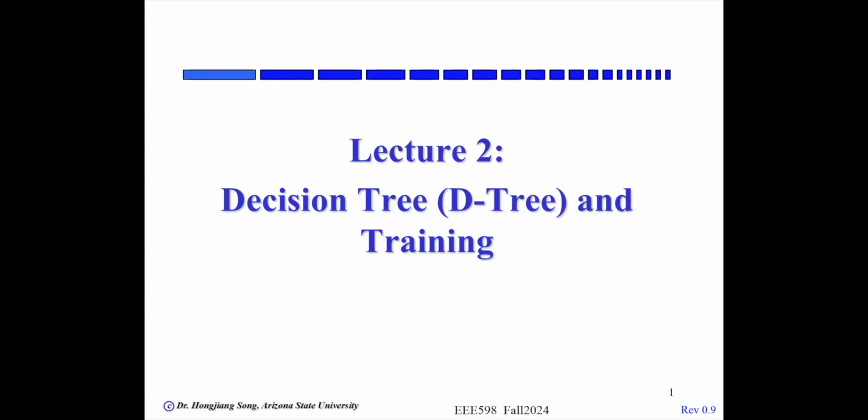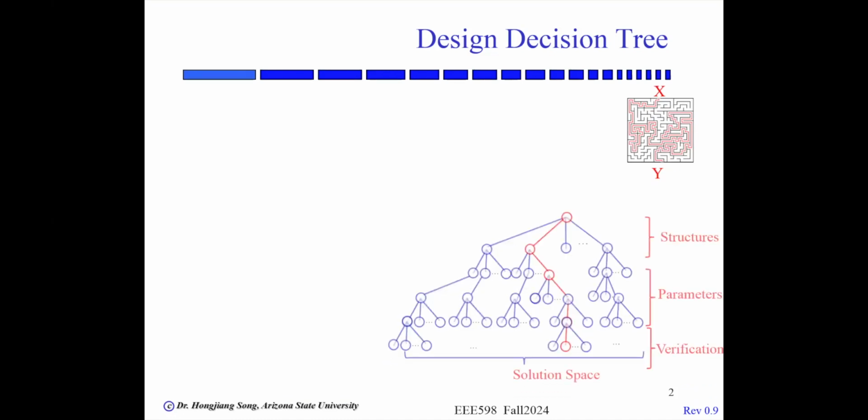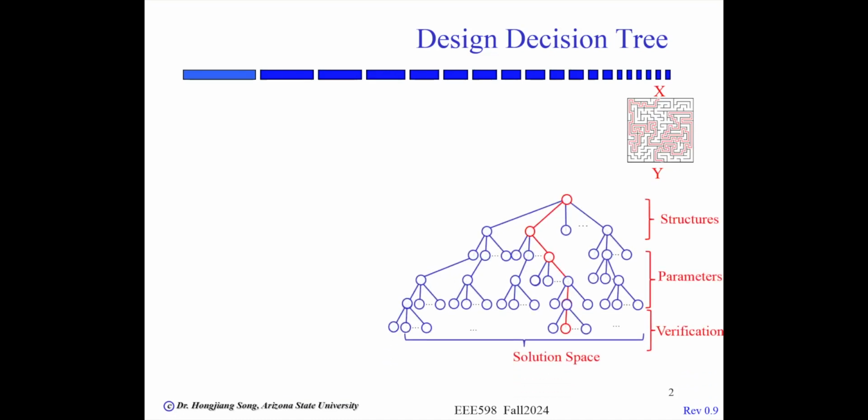In this module, we're going to talk about decision tree and also training. VLSI design is just like going through a maze, and needs loads of decision making. In the decision tree model, a VLSI circuit design will involve 3 layers.